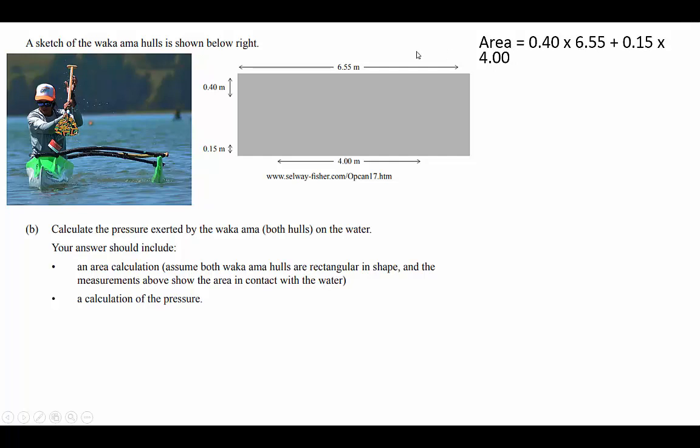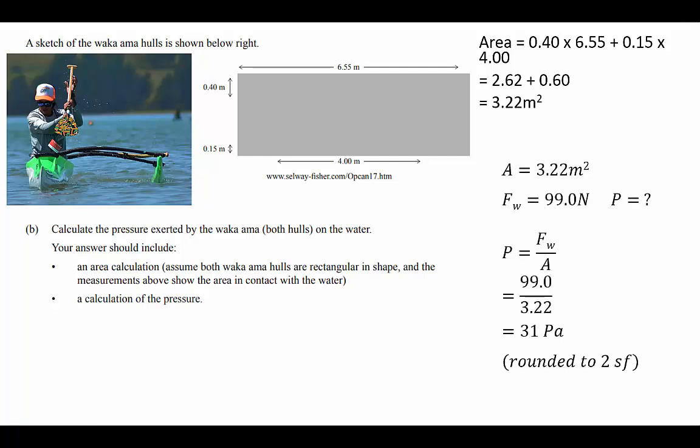So our first area is 0.4 times 6.55, and our second area is 4 times 0.15. We add those together to give us 3.22 meters squared. Okay, so using that area and the previously calculated weight force of 99 newtons allows us to substitute into the equation for pressure. Pressure equals weight force divided by area, and the weight force is 99, the area is 3.22, and that comes out at 31 pascals.